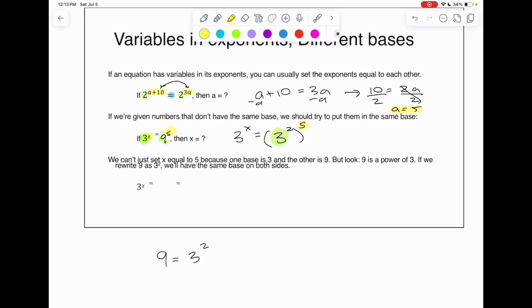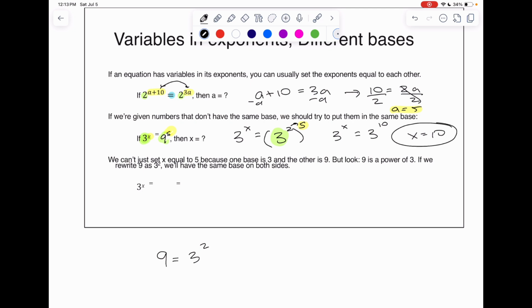So tell me, what do we do when we raise an exponent to another exponent? We multiply. So that means this is the same as 3 to the x equals 3 to the 10th power. Okay, check that out. Tell me, if the bases are the same and they equal each other, tell me about those exponents. They also equal each other. So now we can say x equals 10.